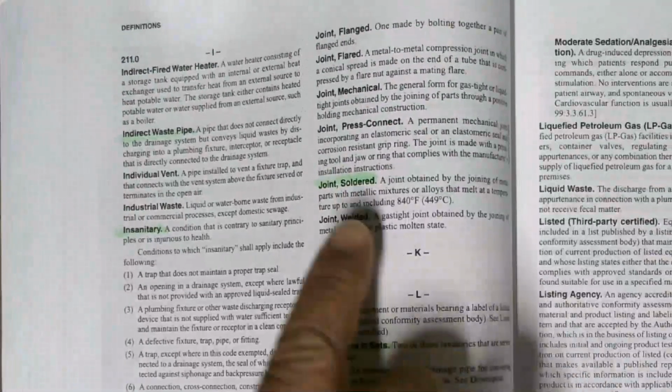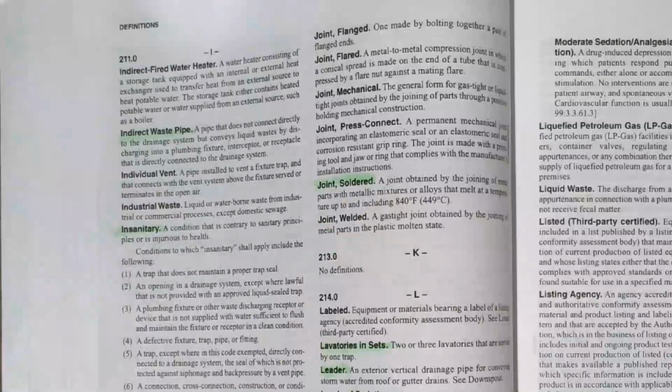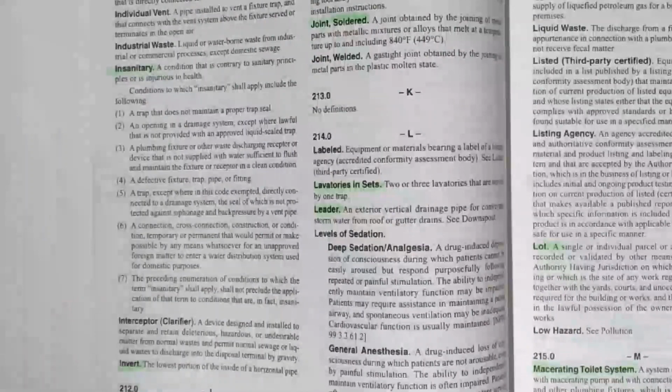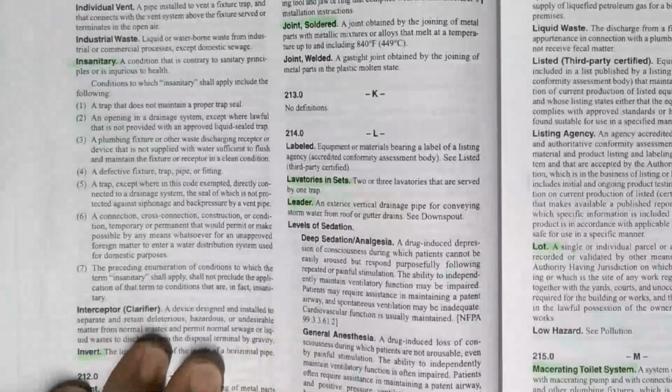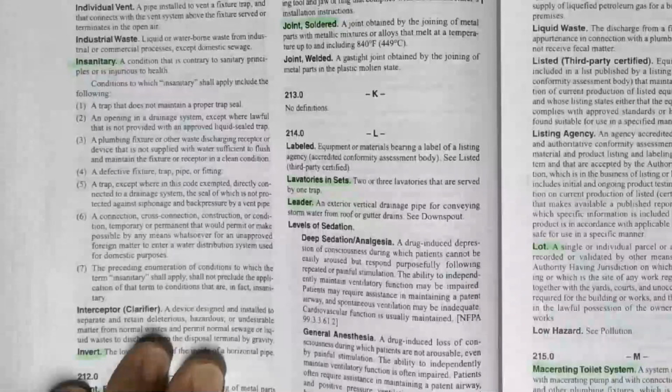Look at the next one I have highlighted there, soldered joint. That is a joint obtained by the joining of metal parts with metallic mixtures or alloys that melt at a temperature up to and including 840 degrees. So brazed joint is over 840, soldered is below. Lavatories in sets. 2 or 3 lavatories that are served by one trap. So I can have up to 3 lavs based on this definition. I can have 3 lavs served off of one P-trap.